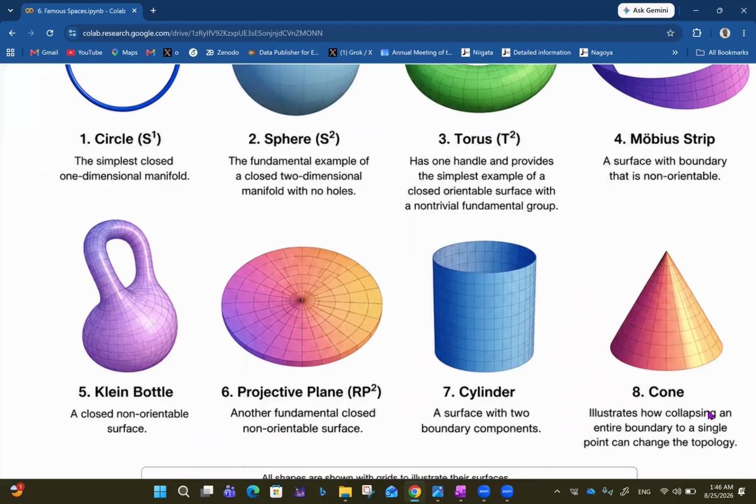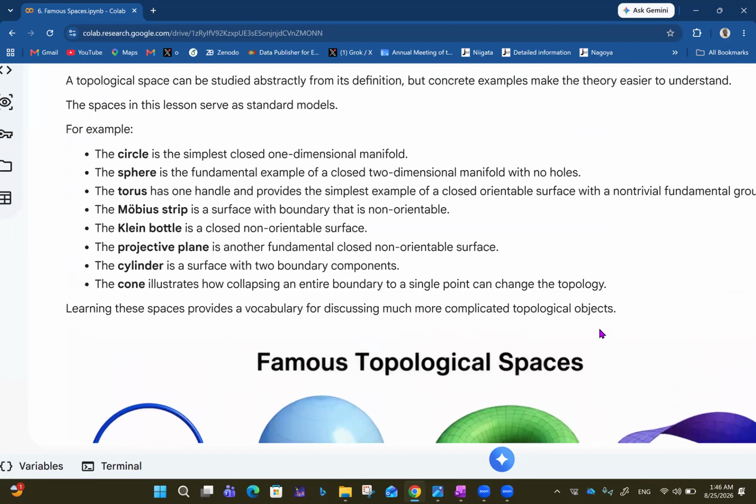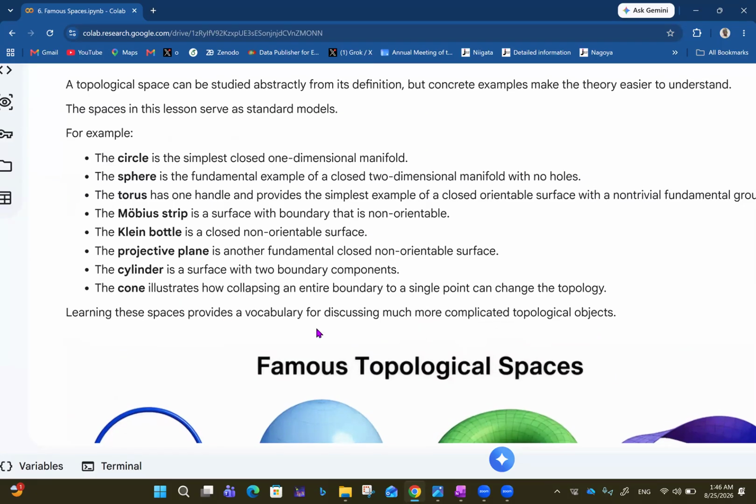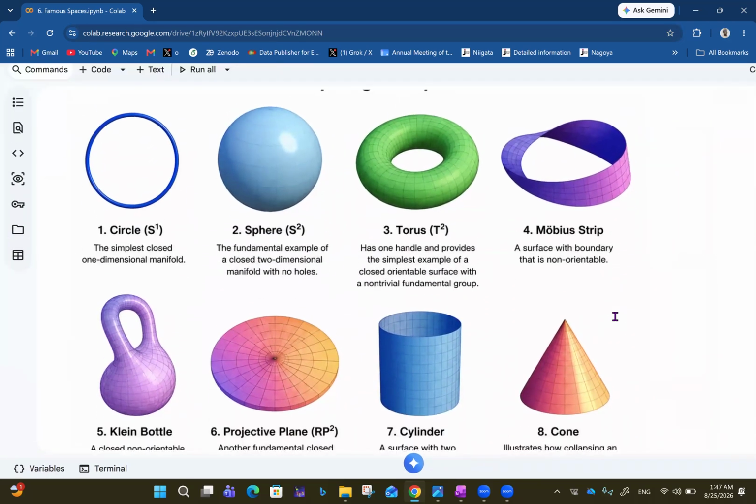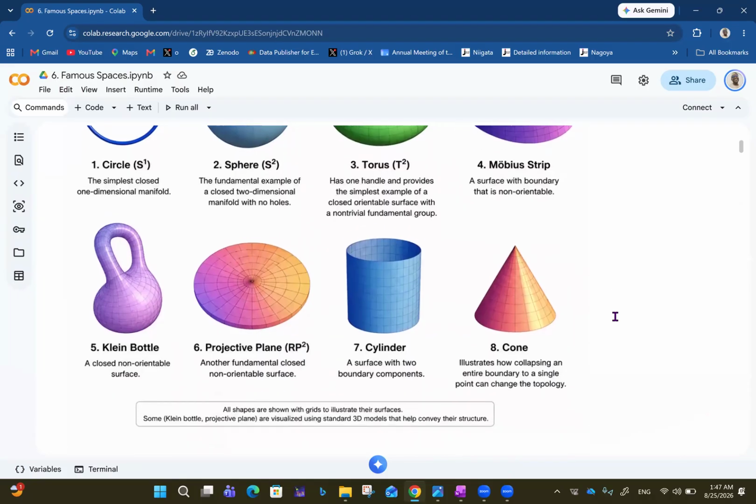So it's illustrating how collapsing an entire boundary to a single point can change the topology like that. These are famous topological spaces to study. Learning these spaces provides a vocabulary for discussing much more complicated topological objects, as we can see. So these are famous topological spaces that help us.